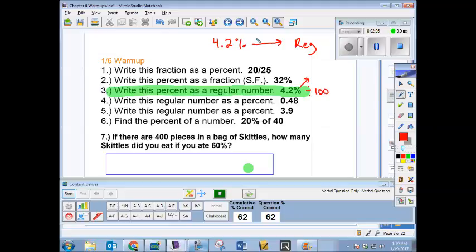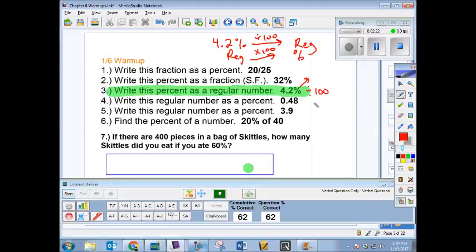When it's going from percent to regular, you divide by 100. When it's going from regular to percent, we multiply by 100. It's just something you've got to go home and make flashcards, do whatever you've got to do to get it. But a lot of practice on this video you can use there.